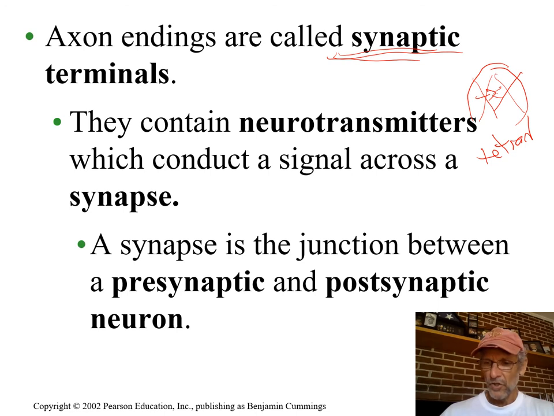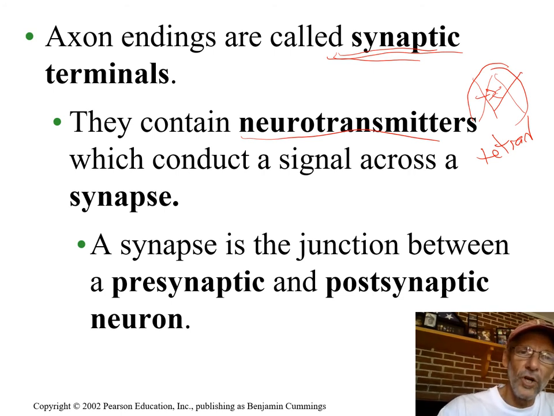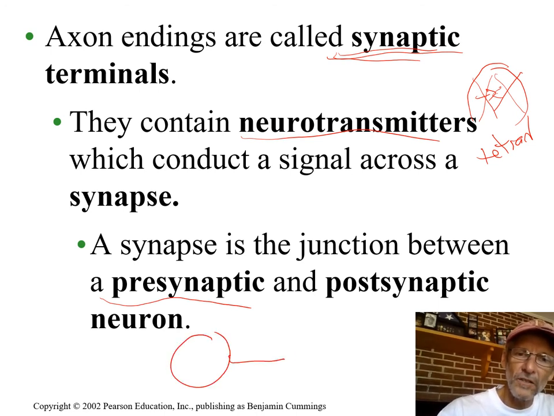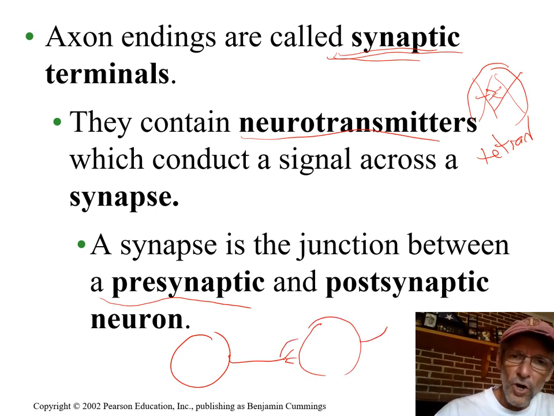Okay, so we'll get to what's going to happen at this synapse in a little bit with these molecules called neurotransmitters. Here are words that were on the last diagram too. So that neuron, I'll make it right here. There's its axon. It's going to connect to this other neuron somehow. There's its axon.